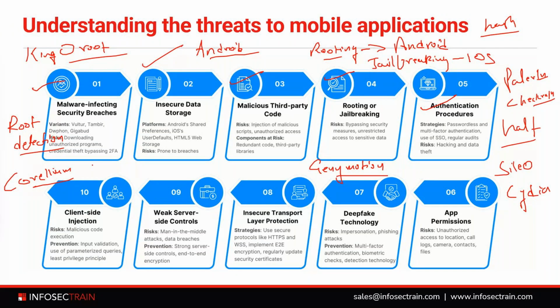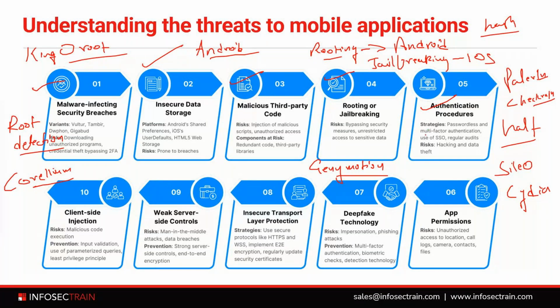When you are a developer, you should make sure that your application has a piece of code which is detecting if the device is rooted or not, or jailbroken or not. If it is rooted or jailbroken, then your application should terminate quickly. It should not work, right? Then authentication procedures. The authentication procedure may be made simple, right? Passwordless authentication should be there, or multi-factor authentication should be there, or you can use single sign-on, right? So these are the ways.